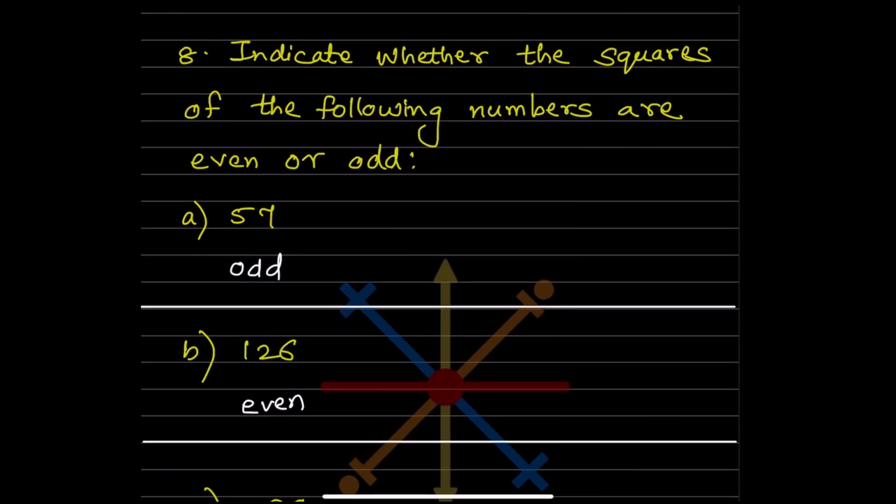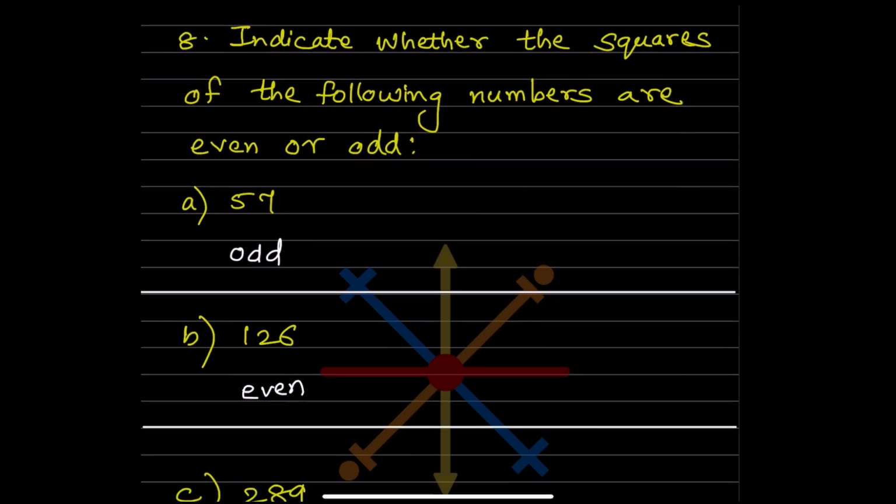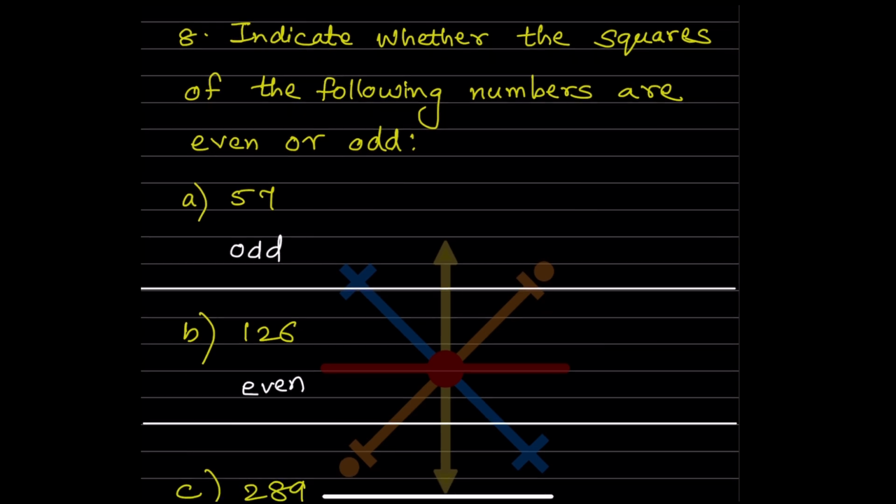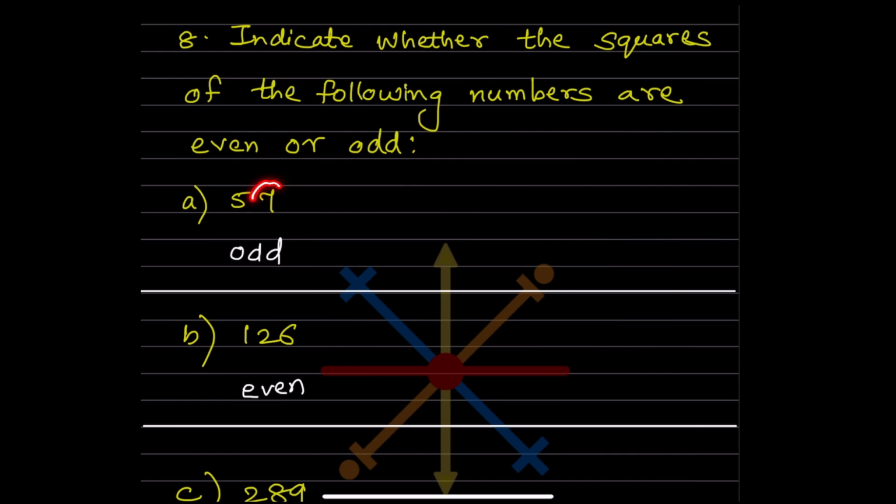So now indicate whether the squares of the following numbers are even or odd. So here now see here, when we look at the unit place, so 7 square. So 7 square is what? 49. So can you see here? The last unit place digit is going to be 9. So 9 is an odd number. So we can say they have not asked to solve or find the square of it. Only they have asked whether it will be even or odd. So this is going to be odd.